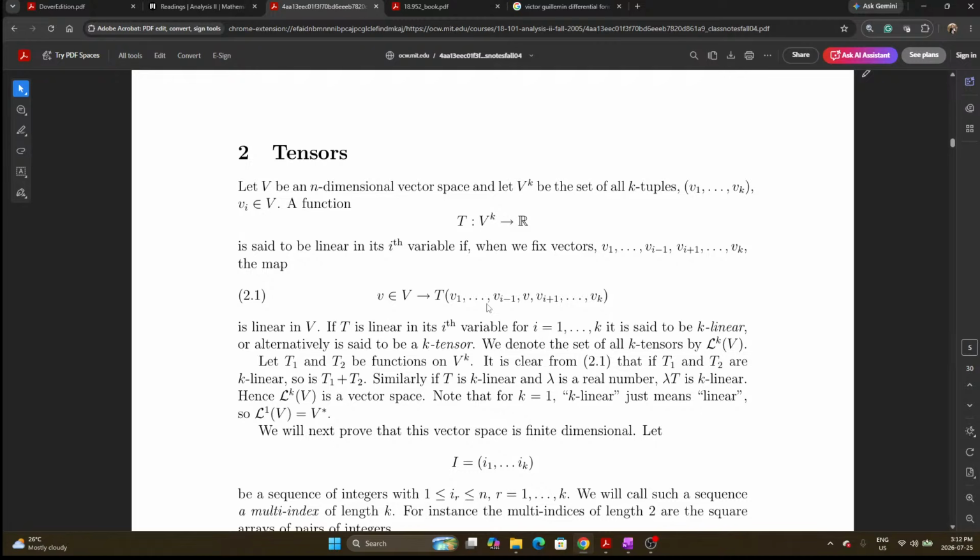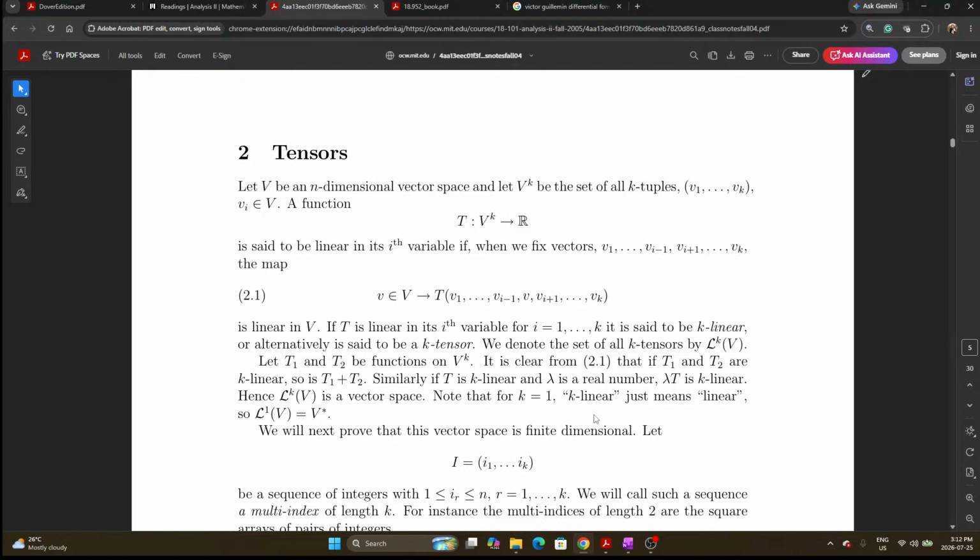If T is linear in all of its arguments, it's called k-linear, or multilinear, hence the name of the subject, multilinear algebra. A multilinear function in general is not linear, and the elements are called k-tensors. So this is a tensor. Simply by linearity, you can define tensors.